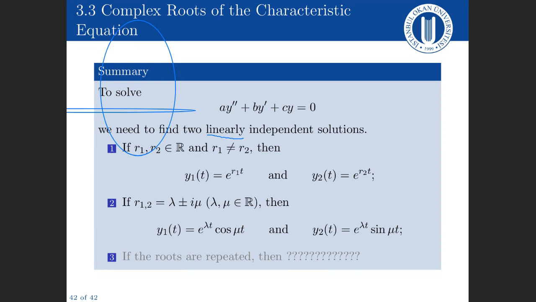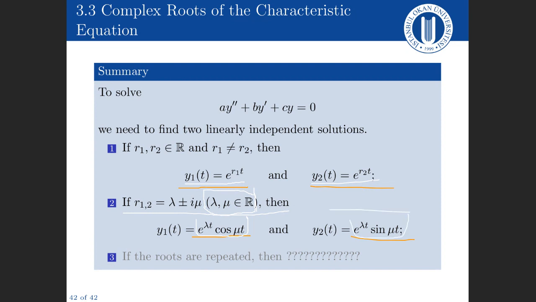We've looked at case 1 and case 2. Case 1, which we did earlier today: if the roots of the characteristic equation are different real numbers, then the 2 functions that we want are e to the power r1 t and e to the power r2 t. Case 2: if the 2 roots of the characteristic equation are complex conjugates, then the 2 functions that we want are e to the lambda t cos mu t and e to the lambda t sine mu t.